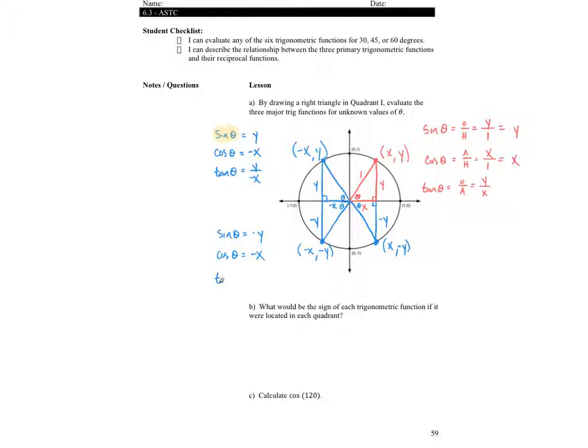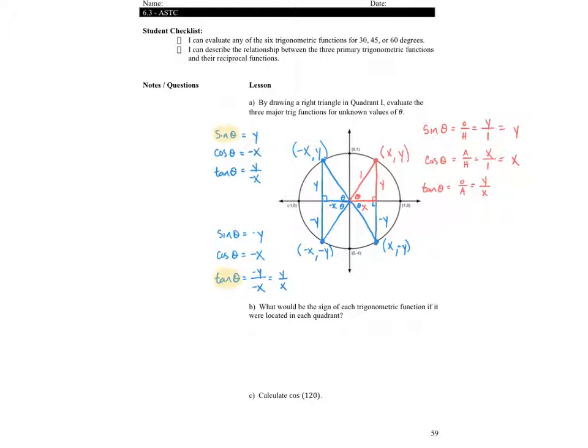If I want to find tangent of theta, I need to take my y-coordinate and divide it by my x-coordinate. A negative divided by a negative is a positive, so this is actually going to work out to be a positive number here. So tangent in quadrant 3 is also positive.